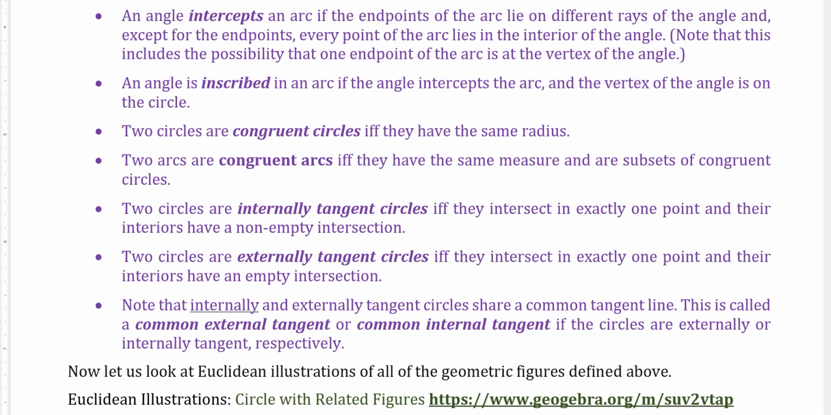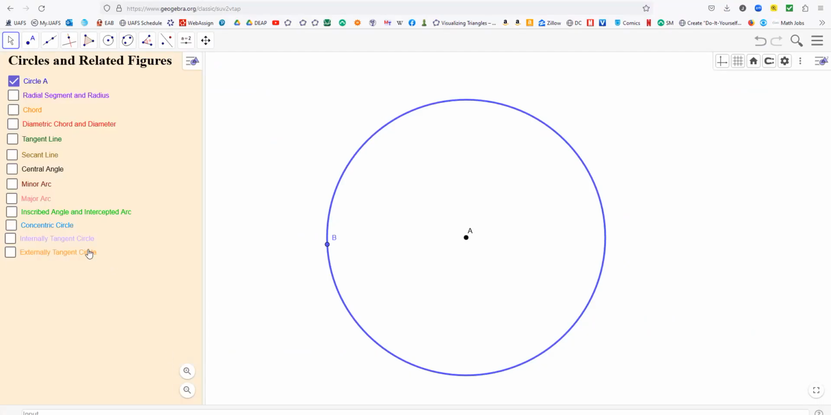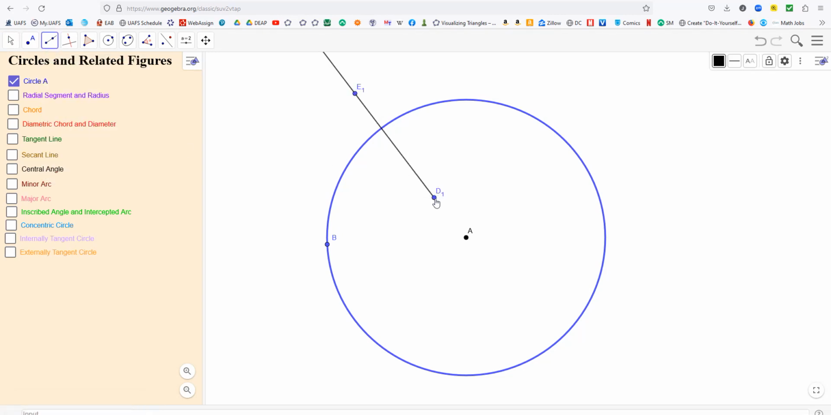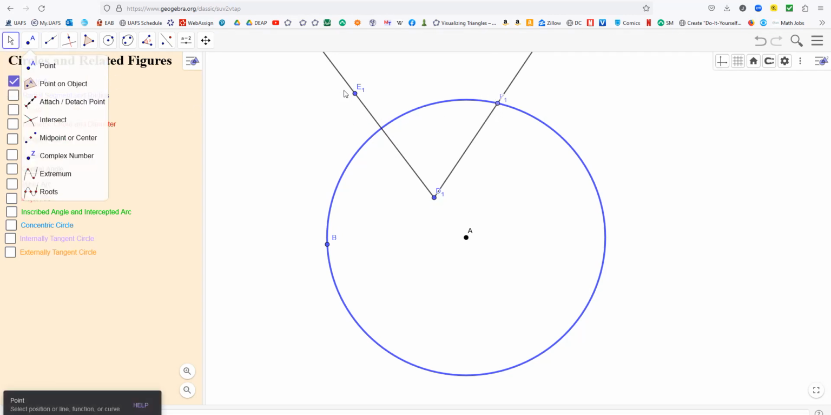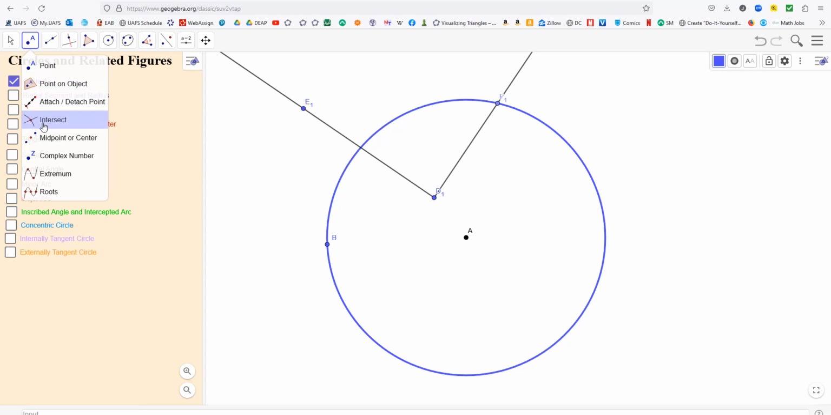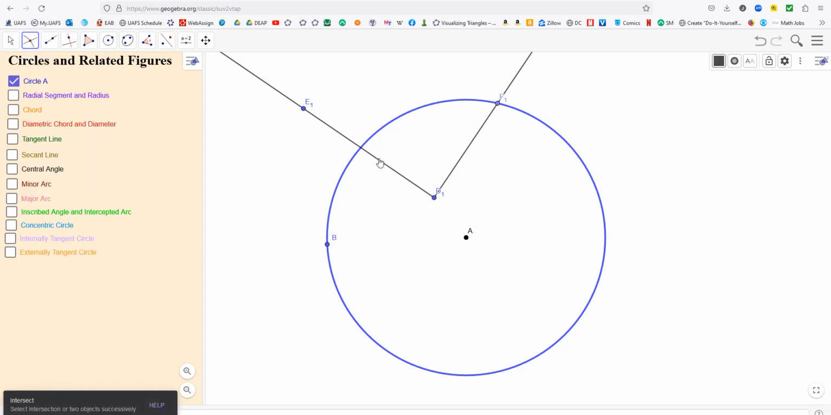So let's take a look at that here. Actually, I don't really have one here. Let me make an angle here. So there's a ray and another ray. Okay, so this intercepts. I'll tell you what, let's actually do this as well. Let's do an intersection of this and this and this and this.